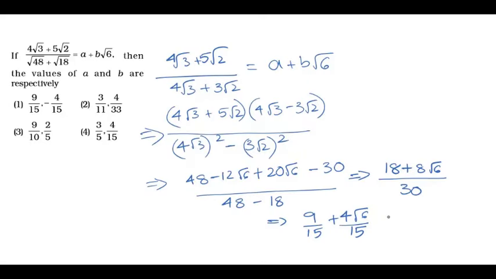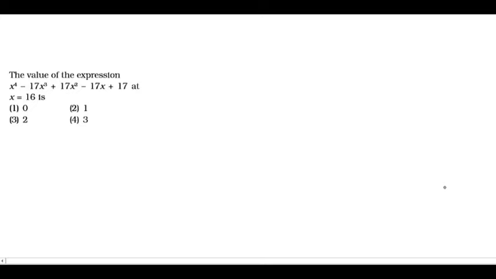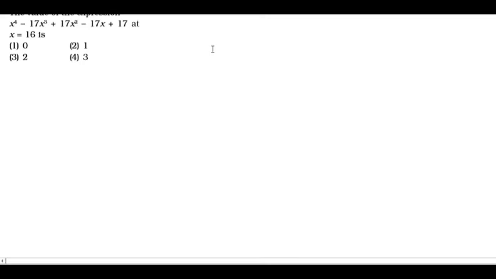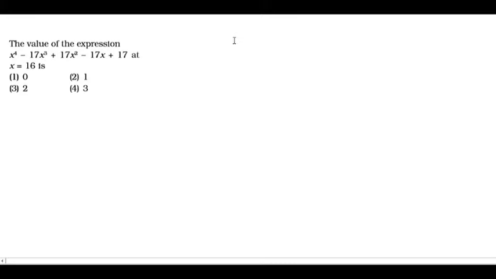So this becomes 3 3s are 9, 3 5s are 15 plus 4 by 15 root 6. This is equal to a plus b root 6, so this is a and this is b. The value of the expression, as I mentioned in the class, we need to find this value of expression, that is f of 16.